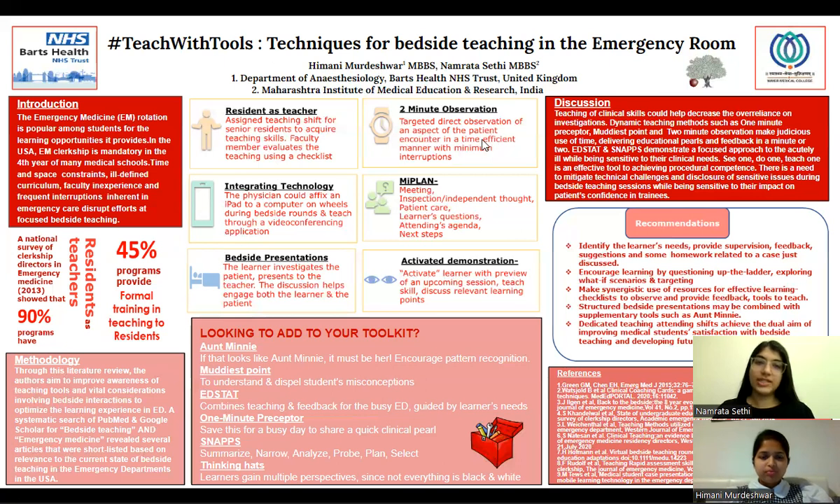2-minute observation is a time efficient strategy which involves the teacher being a fly on the wall. The learner talks to the patient, and the teacher just slips in and out of the encounter without intervening. This helps the teacher gather more direct information about the learner's improvement needs with minimum disruptions.